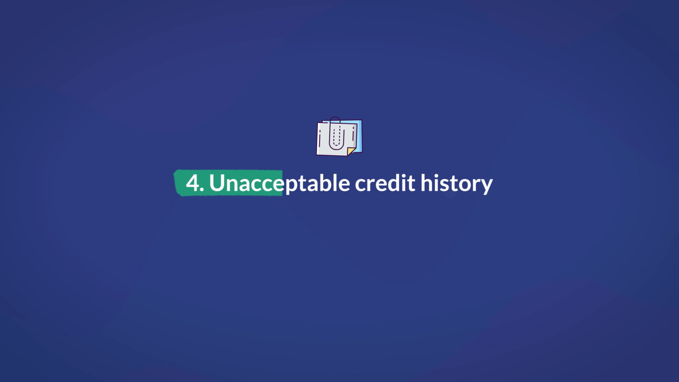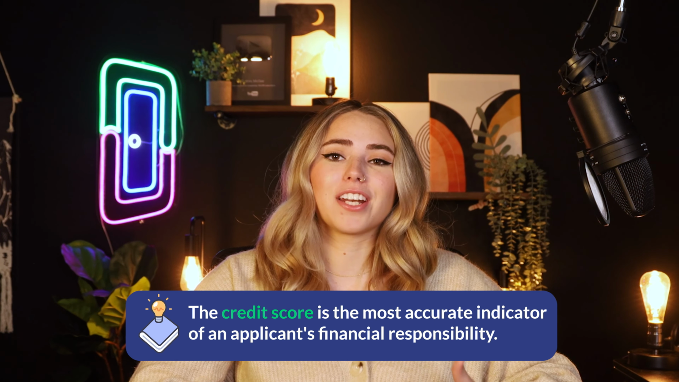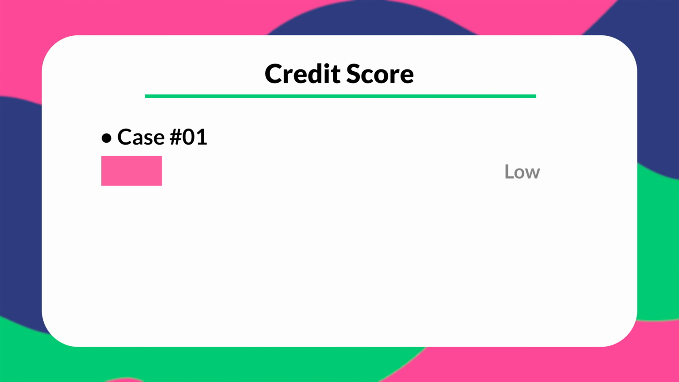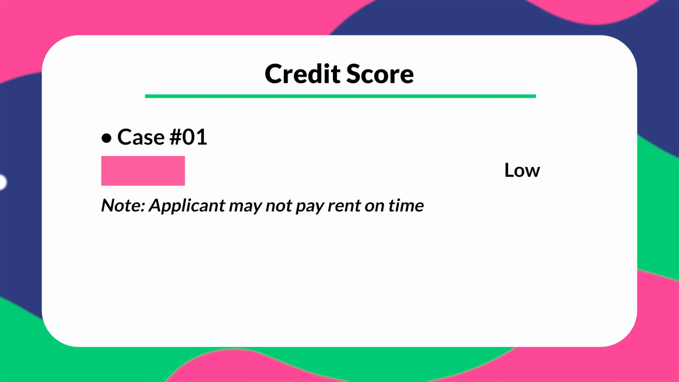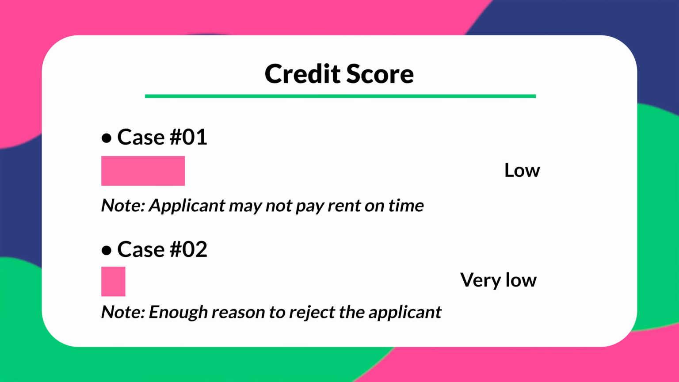Fourth is an unacceptable credit history. One of the most important aspects of an applicant is their credit score. This number is the most accurate indicator of the applicant's financial responsibility. It helps the property owner know whether or not the tenant will pay rent on time. If the applicant's credit score is low, this is an indicator that the applicant may not pay rent on time. If it's low enough, this could be enough reason to reject the applicant. However, asking for proof of financial responsibility may be a good idea at this stage.